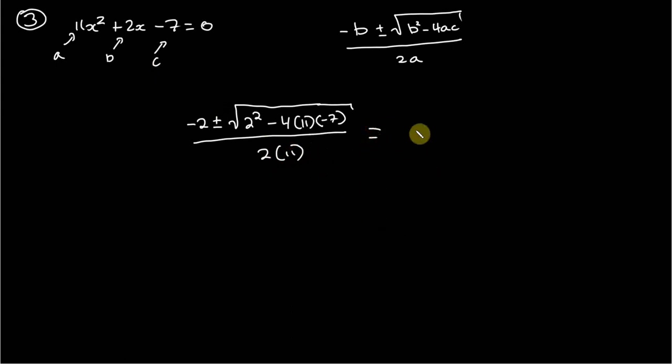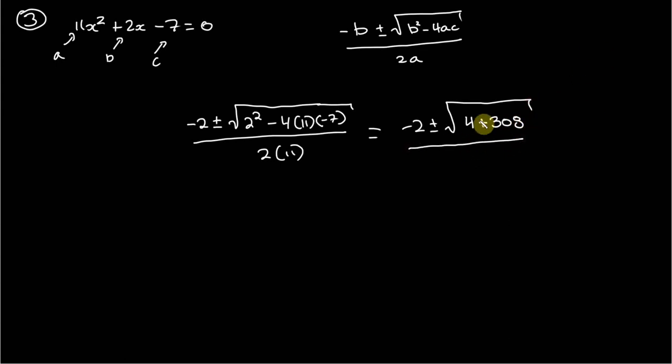Now we can work this out. We've got negative 2 plus minus the root. Well, we know that 2 squared is 4, and we're going to subtract 4 times 11, so it's negative 44, and negative 44 times negative 7 is going to be a positive. It's going to leave us with plus 308.